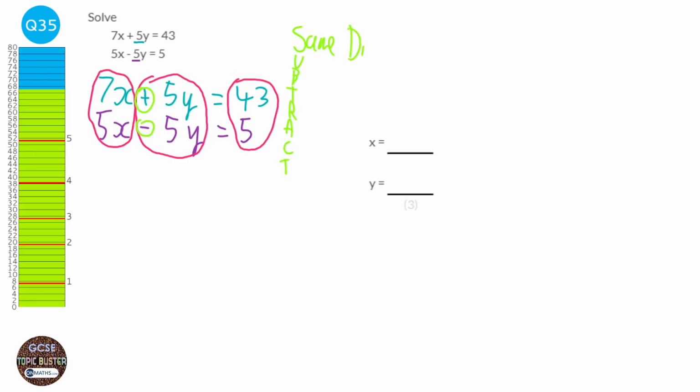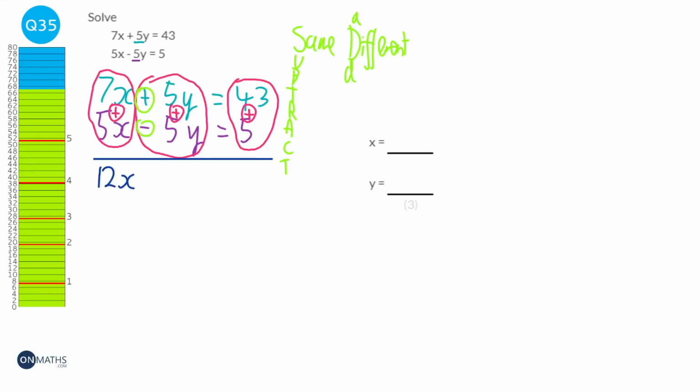If they're a different sign, we're going to add. So S in same is S in subtract, D in different is D in add. Now looking at the signs, they're different, one's plus, one's minus, so we are going to add. And we're going to add going downwards, so we're working out the sums. And 7x plus 5x is going to be 12x. 5y plus minus, well the minus wins that, so it's 5y minus 5y is 0, which is good, we need it to be 0. And then we've got 43 plus 5, which is going to be 48.